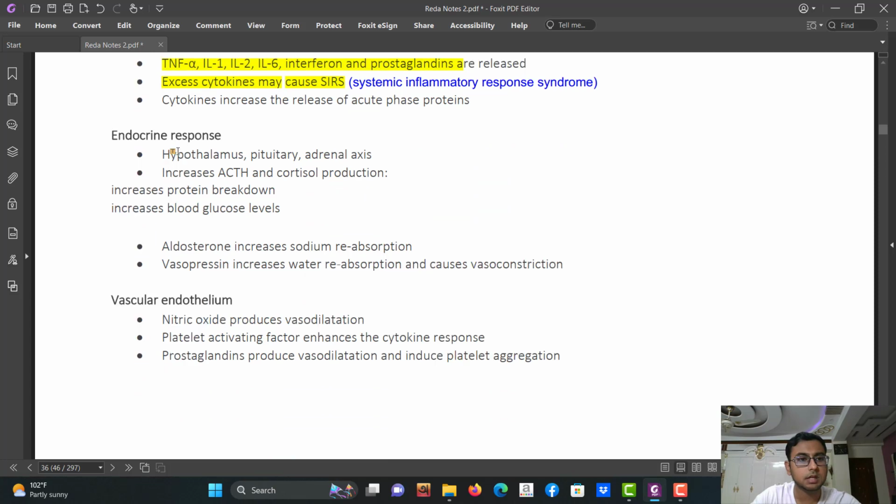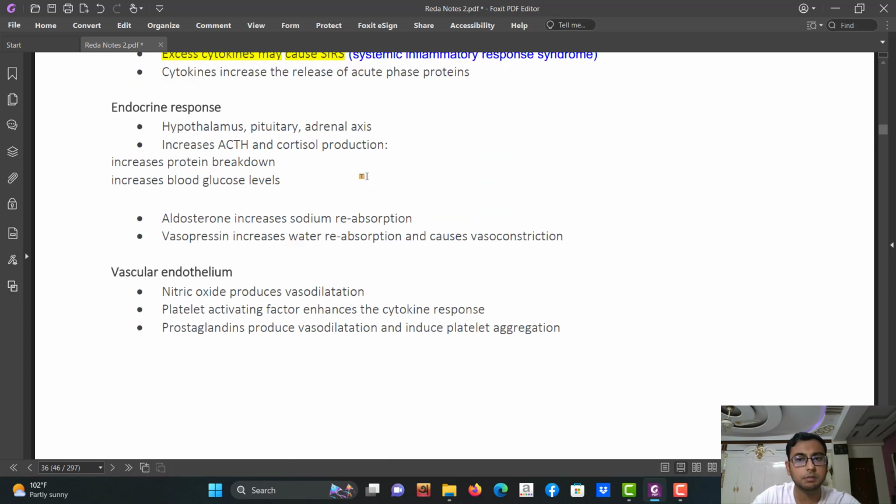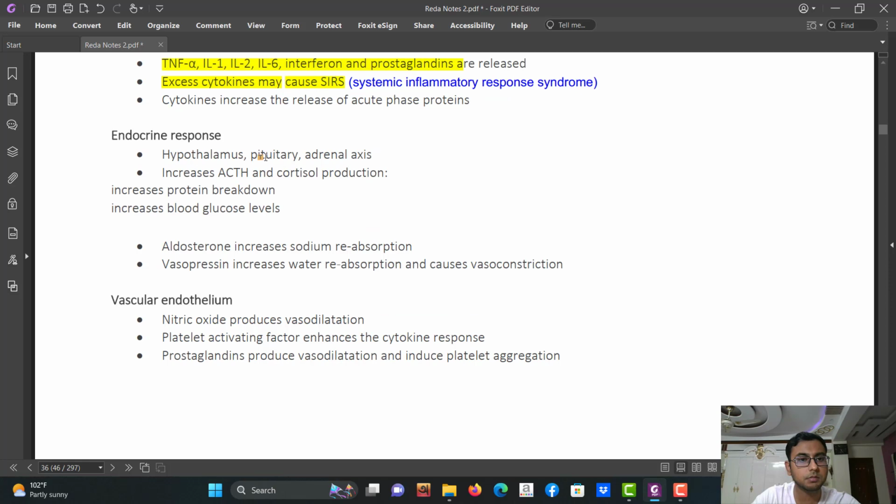Now there are some other hormonal activities that may be increased after surgery, that is the pituitary adrenal axis, with increased ACTH. Cortisol production is also increased, and protein breakdown, that is catabolism.